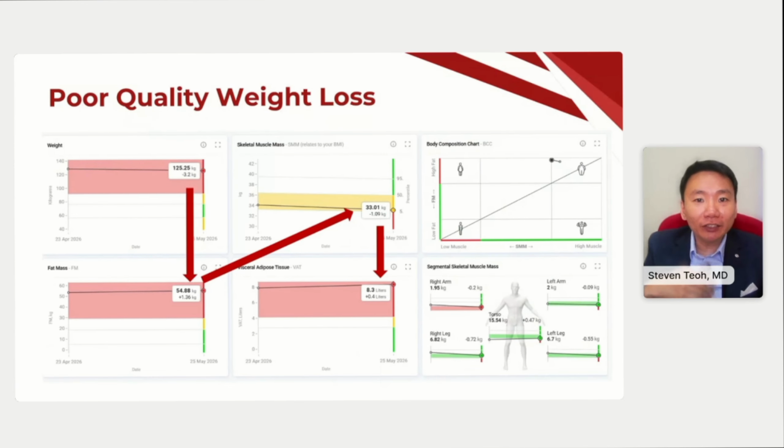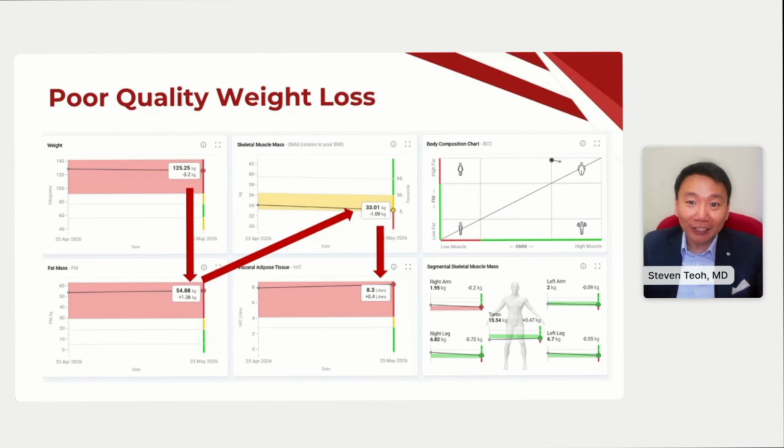In the previous case sharing, I shared about good quality weight loss and how it looks from the body composition report. And these slides illustrate the opposite side, the poor quality weight loss in another patient that I treat. So this patient, from the number on the scales, showed 3 kilogram weight loss after 1 month of treatment on phentermine. And it sounds like a win.